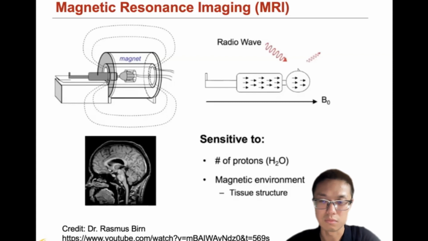When the radio coil, which we'll talk about later, generates these radio waves, the human body will absorb some of the radio waves and re-emit some of the energy. This will be picked up by the MRI machine to generate the image. What this radio energy tells us is the number of protons, basically how much water is inside different parts of the body, and also the magnetic environment, that is, the tissue structures. So you will see images that look like this.